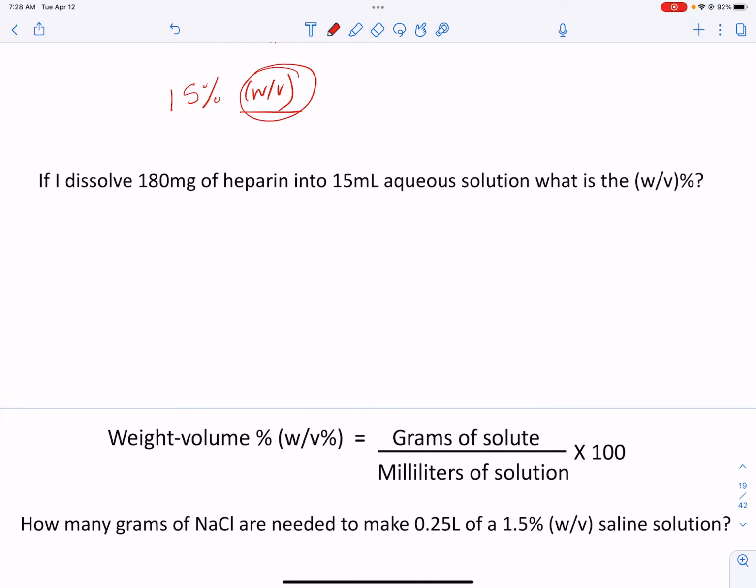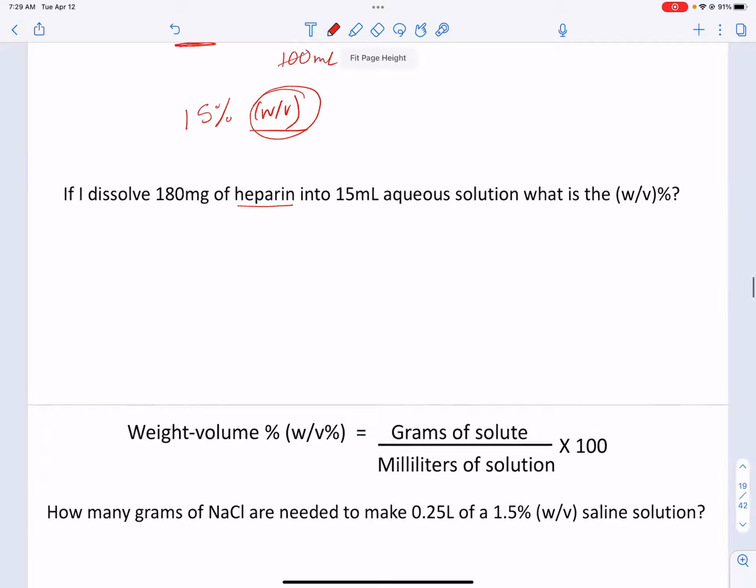Next question. If I dissolve 180 milligrams of heparin, I usually pause and ask students, who knows what heparin is? I actually worked with it a lot in graduate school in my research, and it's part of the blood clotting cascade. It's a blood thinner, so you might know somebody who is on a blood thinner like heparin. So it works against blood clotting. But if we dissolve 180 milligrams into 15 milliliters aqueous solution, what's the weight volume percent?